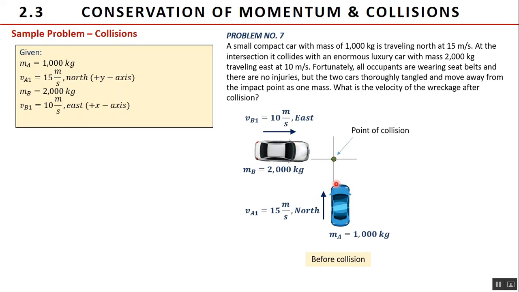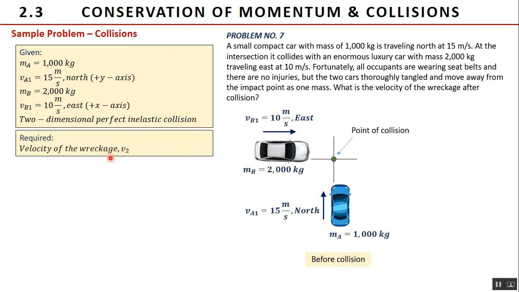As you can see, this is car A that moves on the y-axis, while car B moves along the x-axis. And according to the problem statement, the cars are entangled and they move as one body, so this problem deals with a 2-dimensional, perfectly inelastic collision. What we are trying to solve is the velocity of the wreckage, that is v sub 2.